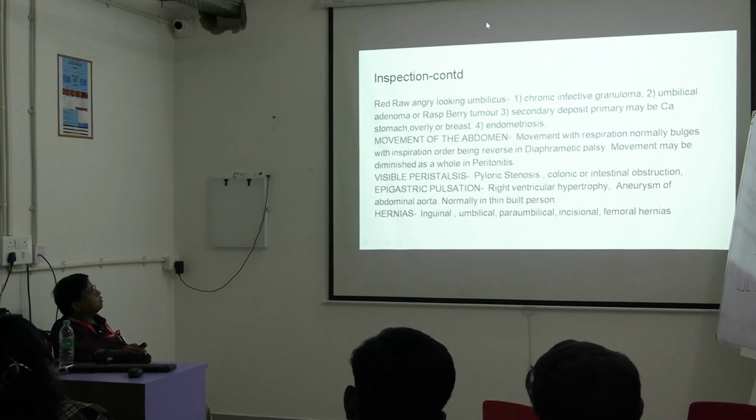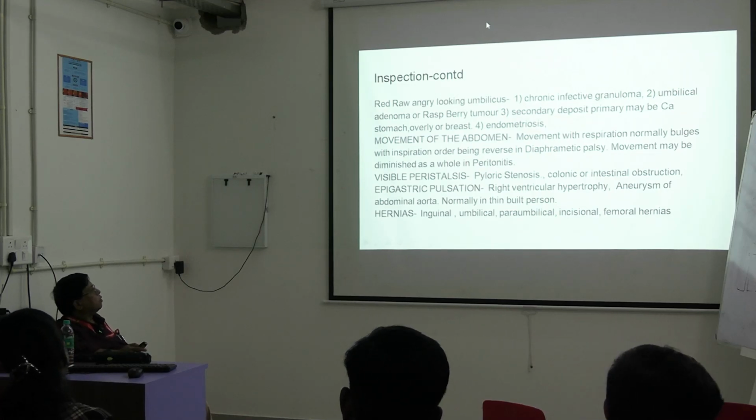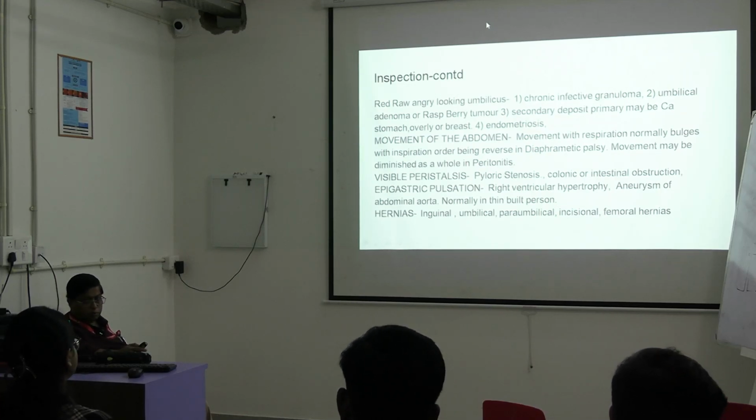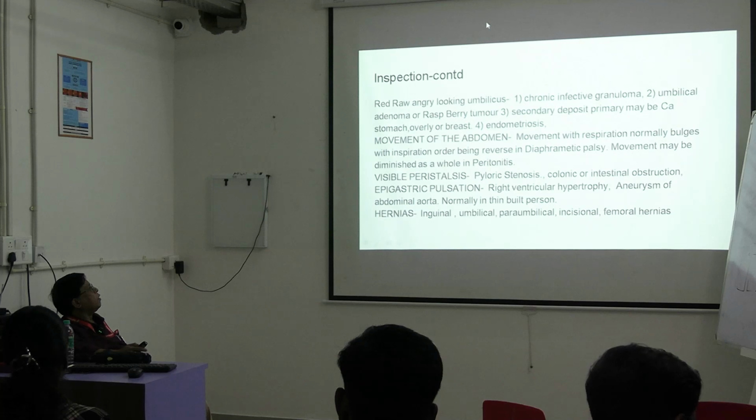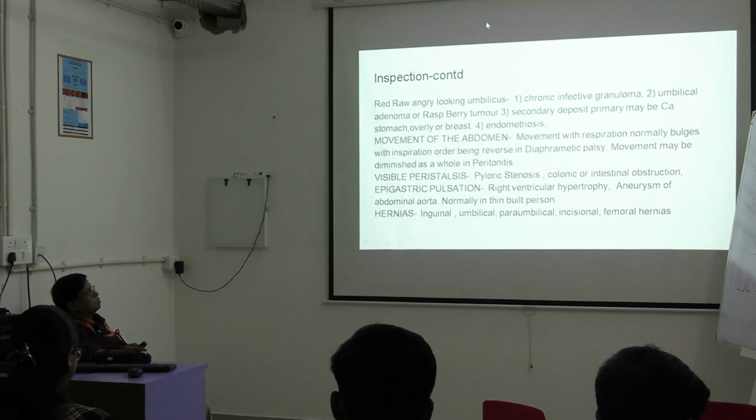Umbilicus may be the site of secondary deposit of several cancers, particularly stomach, ovary and breast. This is a site for secondary deposit, and the umbilicus may look very angry, ugly, or discharging also. And endometriosis, which is a part of gynae, is one of the causes; there may be deposit in the umbilicus also, and it may bleed periodically.